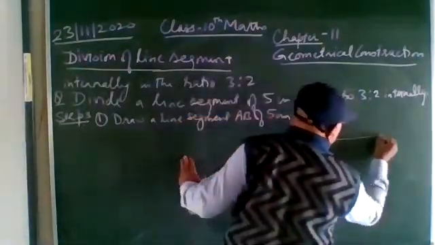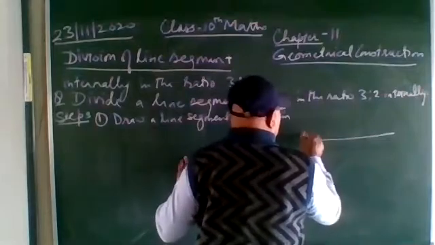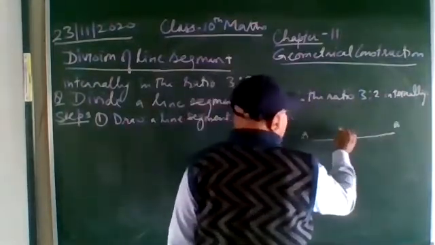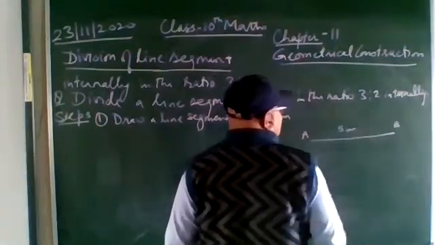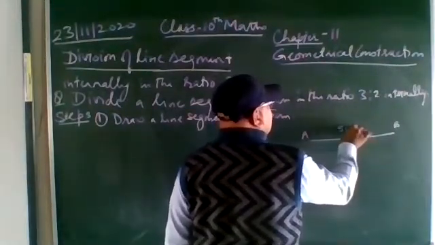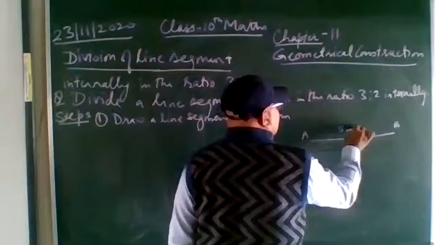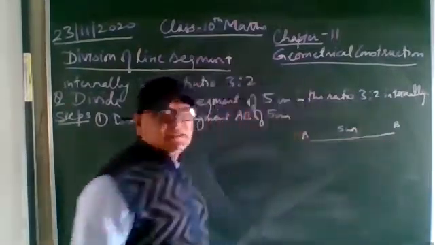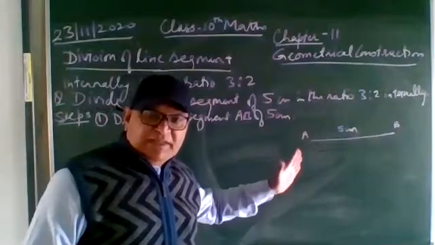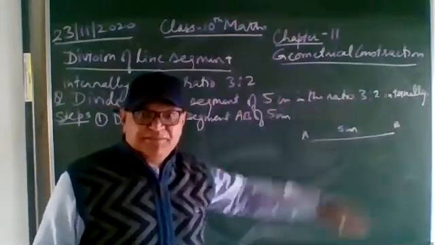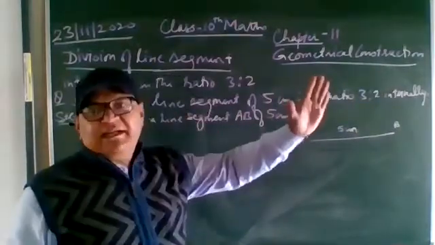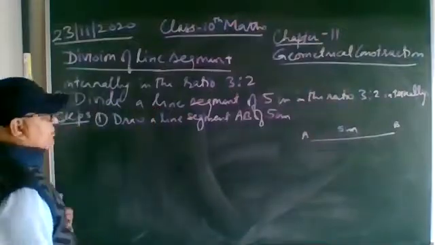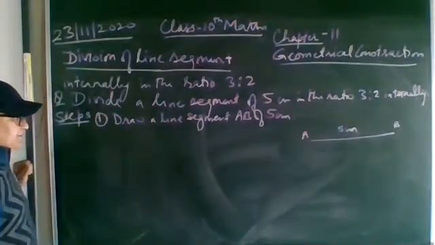That is, this is the line segment you are drawing, A, B. Now this is of 5 centimeter. Internally means what? That is, the point will be inside, between A and B. That is internal division. For external division, point P will go outside, when AB is extended, the point P will go that side. So we have only internal division in the syllabus.